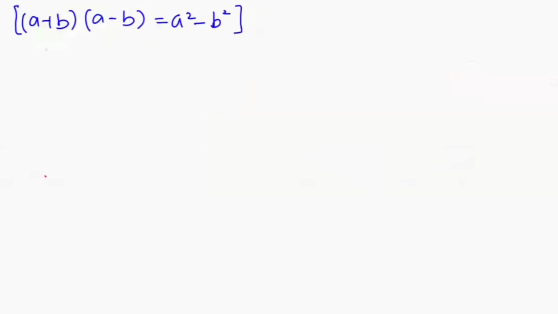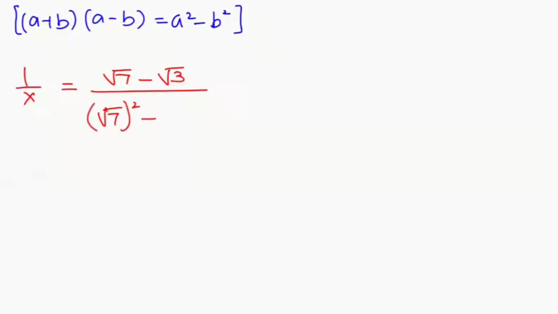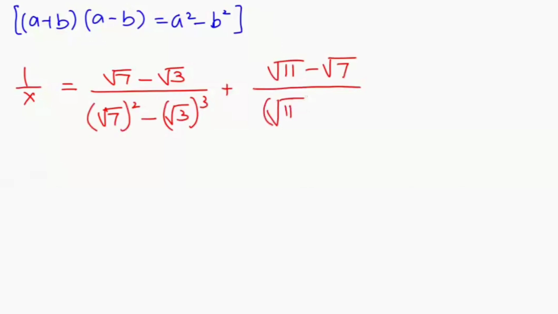So that equation turns to 1 over x is equal to root of 7. This one I'm going to multiply with root of 7 minus root of 3. Over, now we have the positive and negative values. So here I'm going to write root of 7 whole to the power of 2 minus root of 3 whole to the power of 2. And for the next term, root of 11 minus root of 7. Here we get root of 11 whole to the power of 2 minus root of 7 whole to the power of 2. Here this and this get cancelled, this and this get cancelled, and this square will get cancelled, this and this get cancelled.